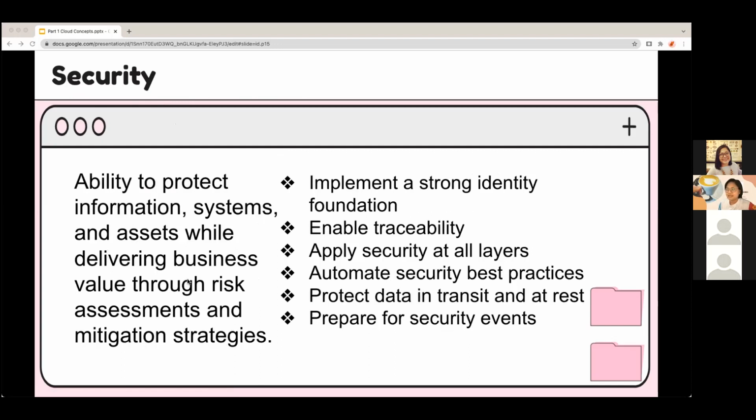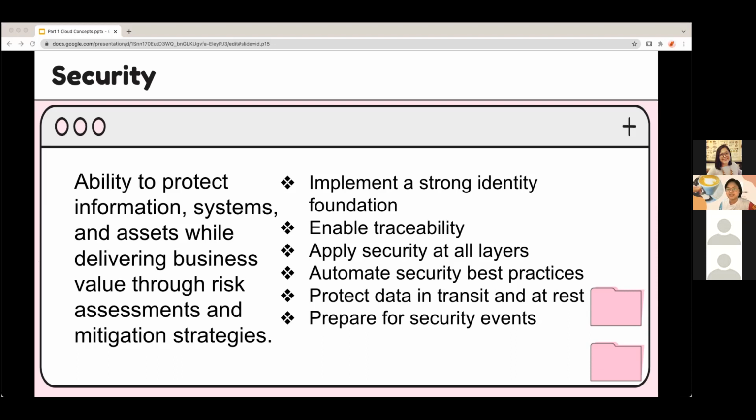Then next is security. Of course, even outside the cloud, security is one of the most important concepts, which is the ability to protect information, systems, and assets while delivering business value through risk assessments and mitigation strategies. AWS does a good job of giving access to resources that provide security to your cloud infrastructure. This is really one of the most important in systems, especially if your system is financial related, or anything where money, information, or data is involved.